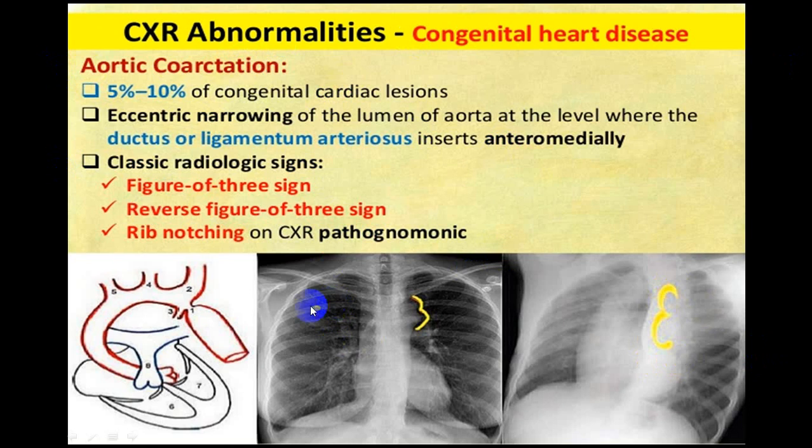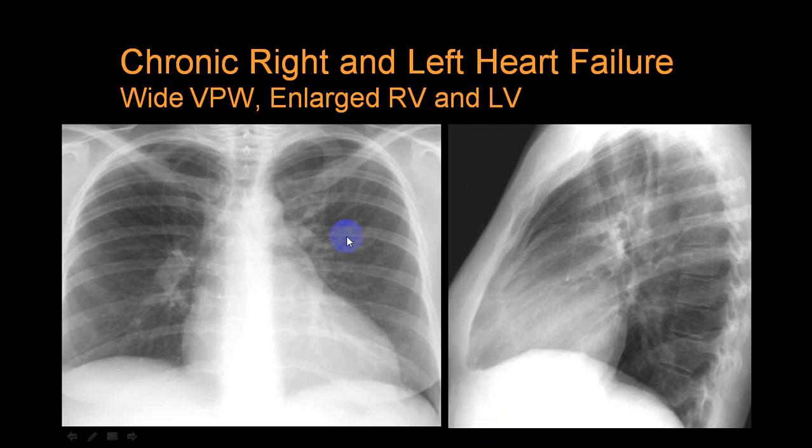Plus, in this particular PA view, if you see rib notching at the inferior border of the ribs, and particularly the upper ribs, third and fourth, it will be in favor of what we call coarctation of the aorta. If you see rib notching here, it will be in favor of that. This is not coarctation of the aorta, sorry.